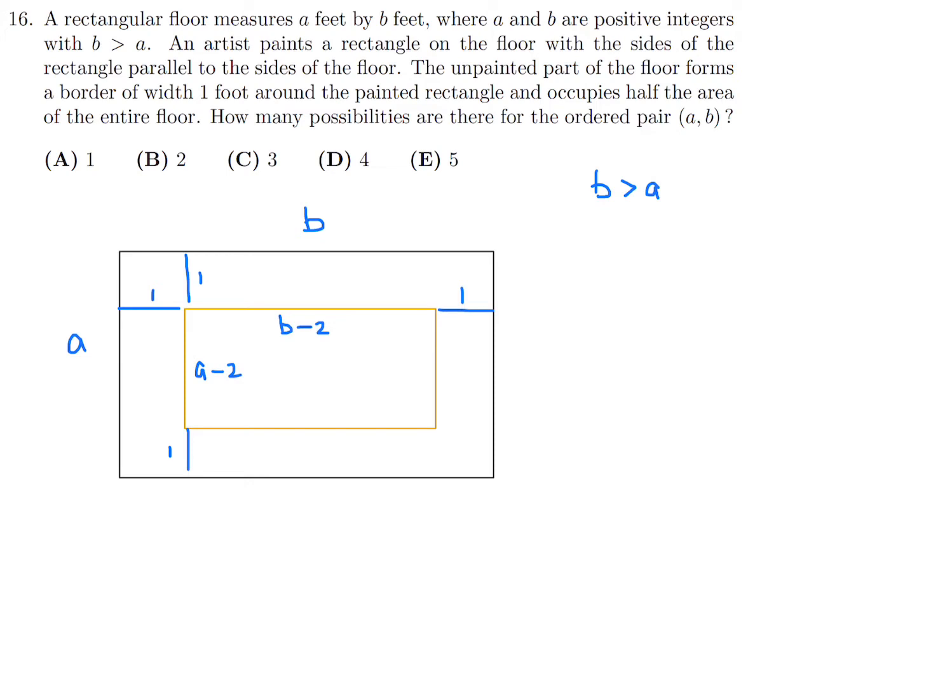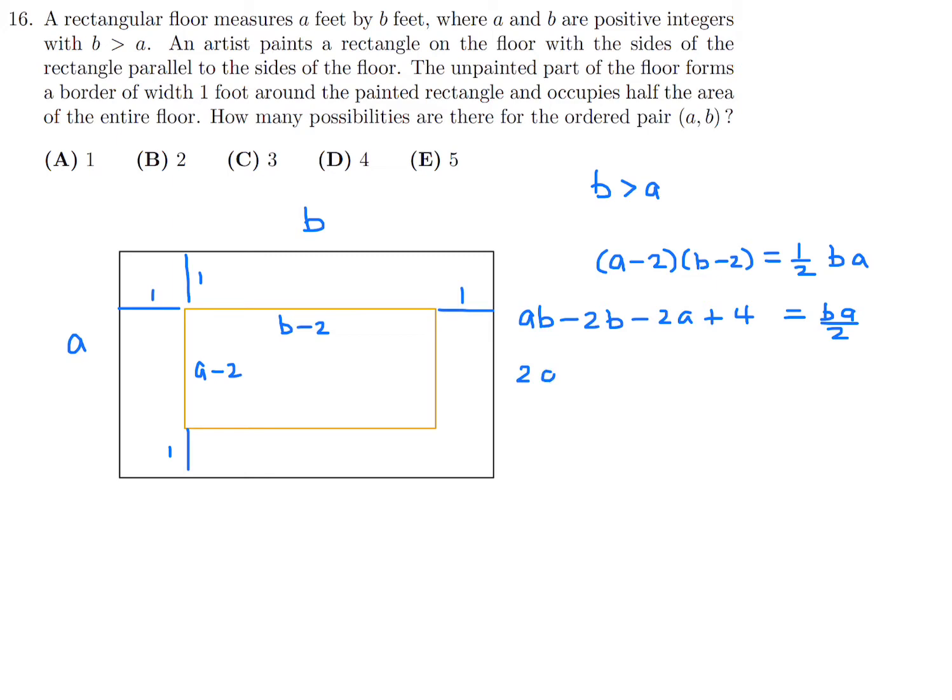And they tell me that when I take the dimensions, the small rectangle, which is A minus 2 times B minus 2, is equal to half of the big rectangle in terms of area, which is B times A. So this is the equation that we have to work with. And you can do this several ways. I'll just show you a little bit of a factoring technique. So first let's just expand this. This becomes AB minus 2B minus 2A plus 4 is equal to half of BA, AB over 2.